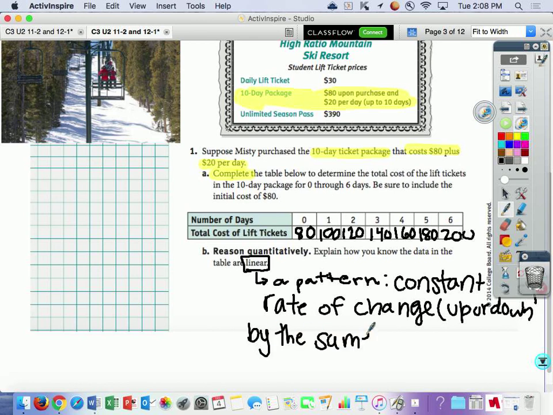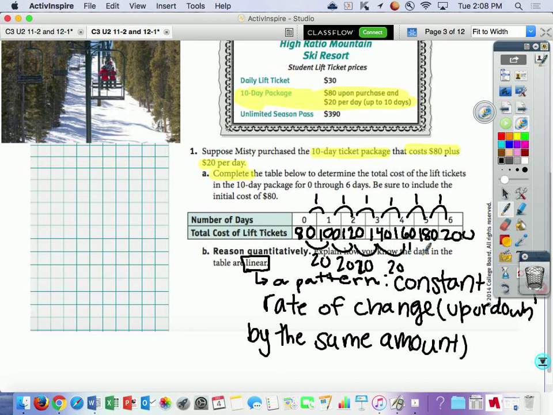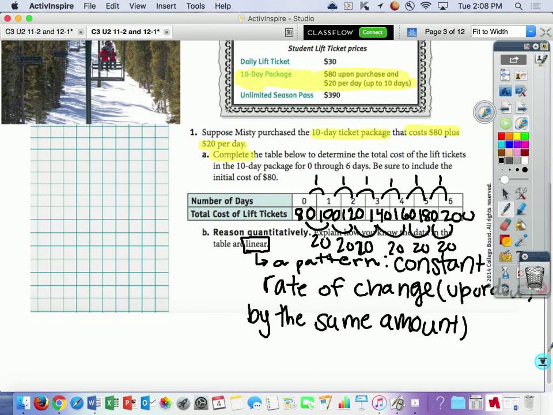All right, so now we're going to look back at this table. We're going to say, table, are you going up or down by the same amount? So let's look at our x's here. So this is going up by 1, 1, 1, 1, 1, 1. Then here, 80 to 100 is 20, 120 to 140 is 20, 20, 20, 20. Okay, so constant, it's the same thing each time. Rate of change, it's always going 20 and 1, 20 and 1. So it's always the same amount. It's always going up by the same amount. So because of this, it's linear.